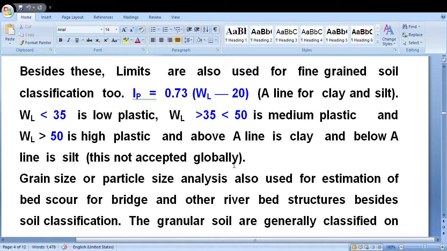In some countries, they depend on other characteristics like stickiness, glossy luster. On this type of character, they have decided, and this classification system was made. Grain size particles are also used for estimation of bed scour for hydraulic structures like bridges, river bed training works, protection works, guide banks, etc. also.